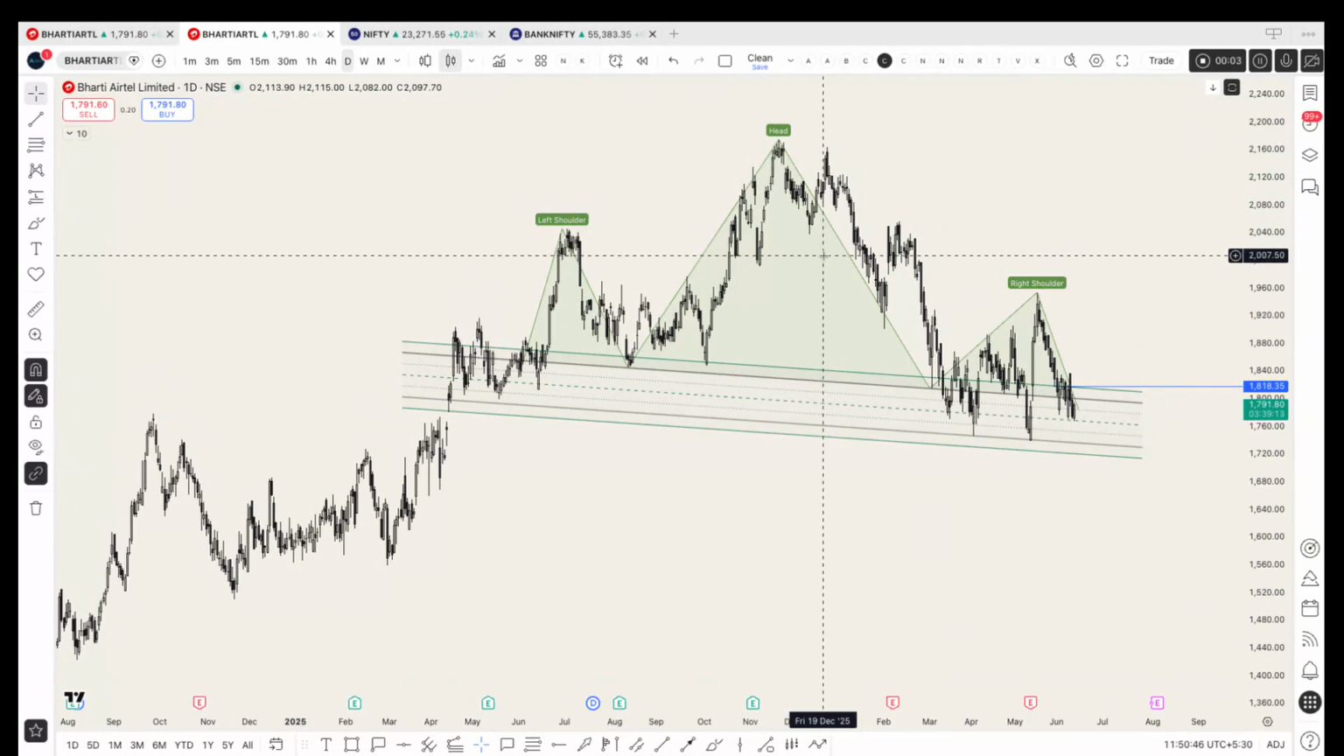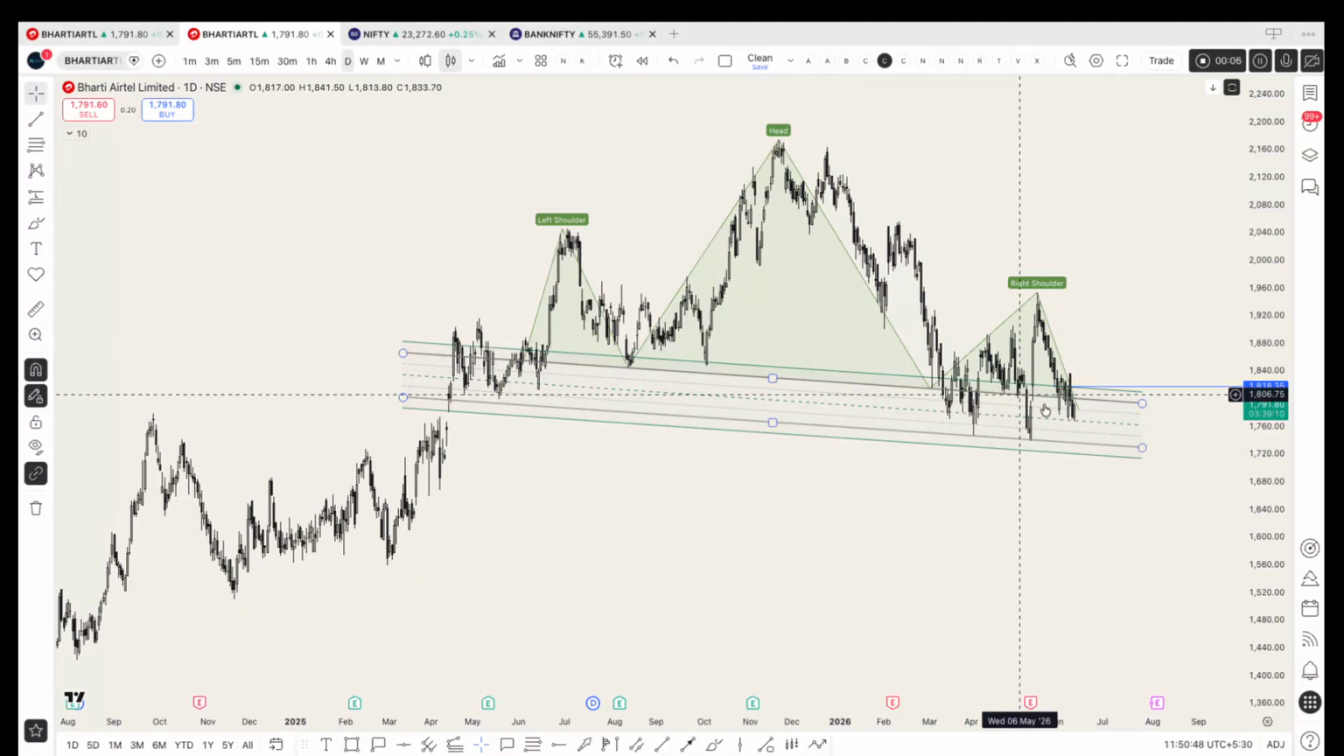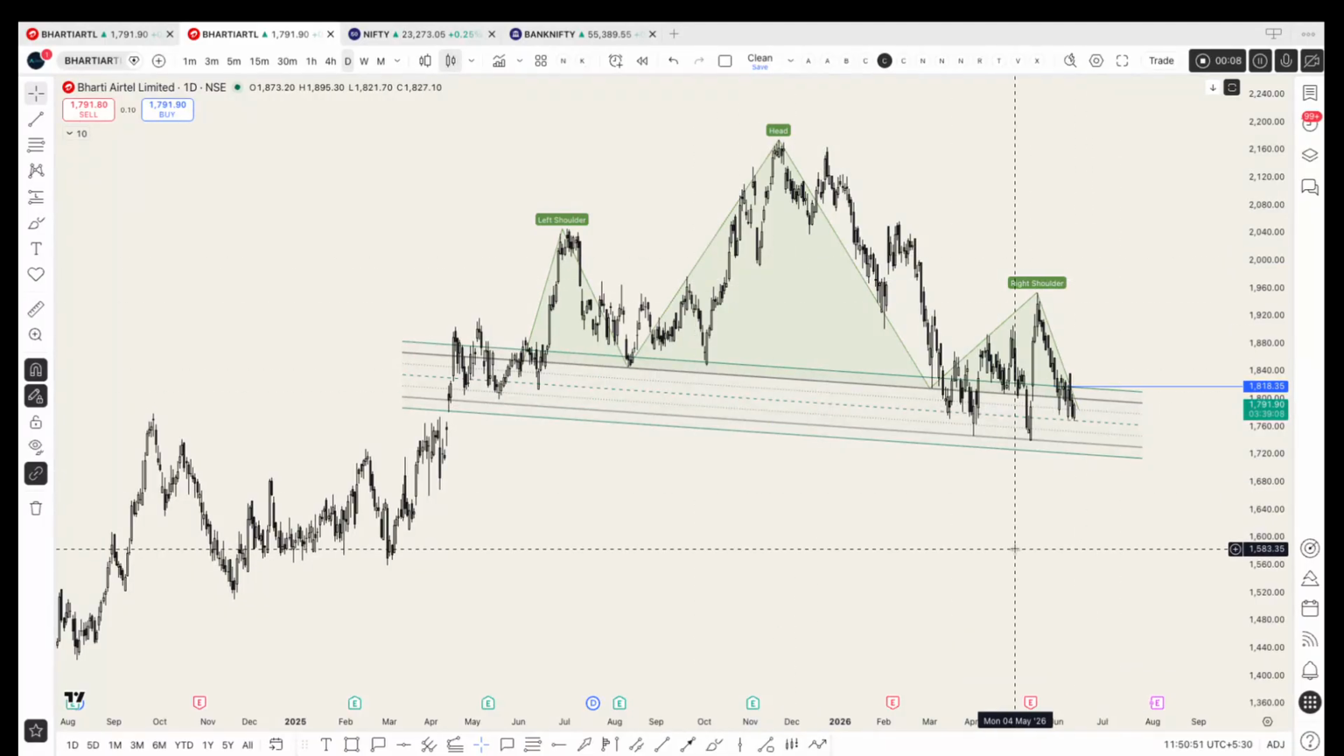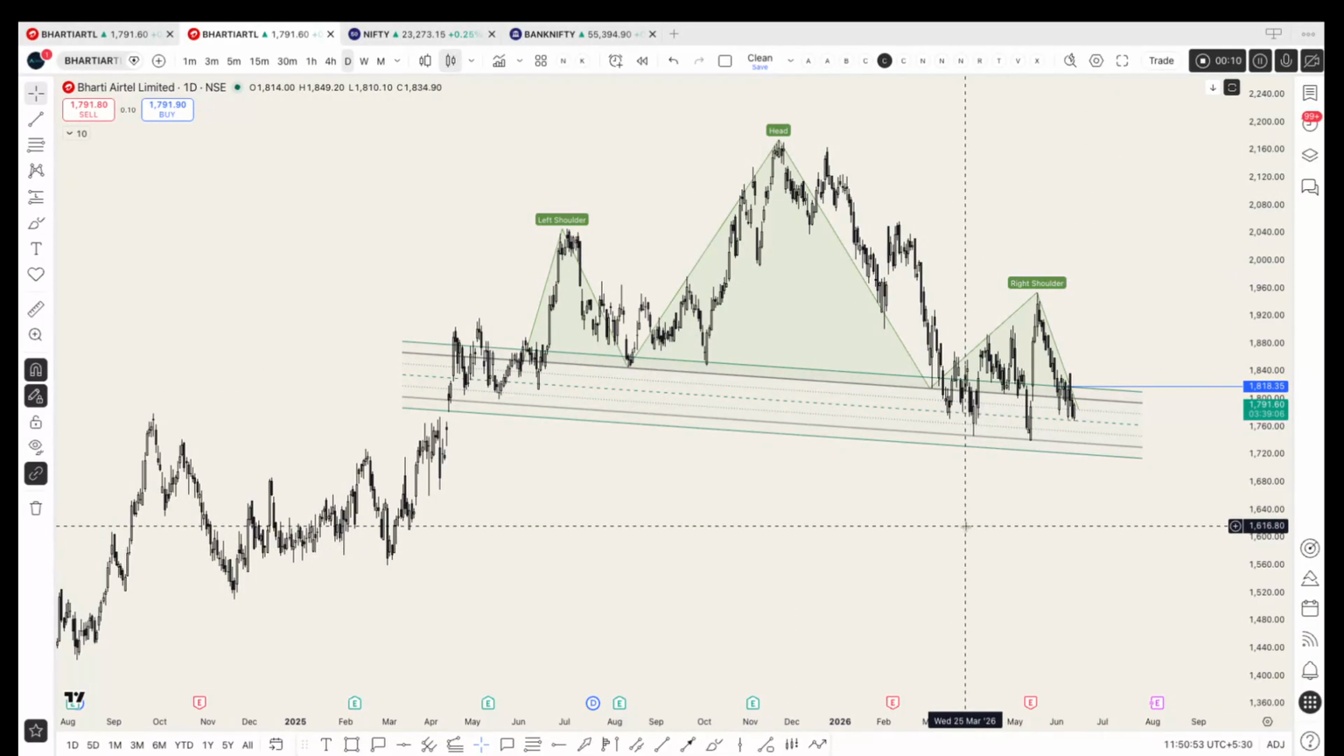It's been a long time since I have shared the charts or analysis of other scrips. There is a good reason for that, I'll be telling you later.